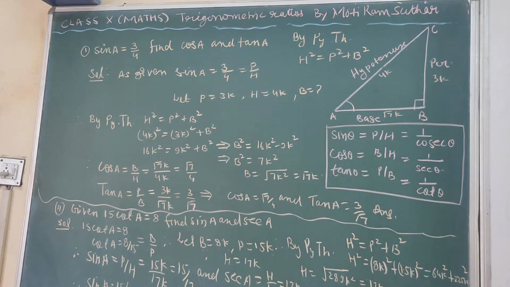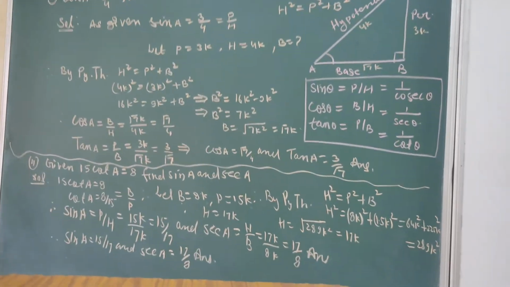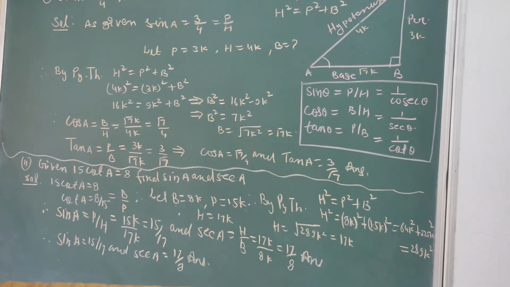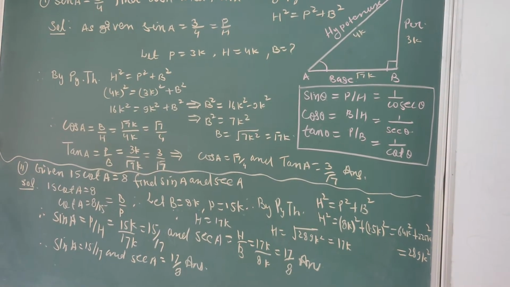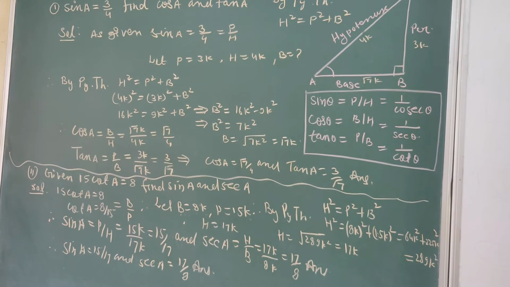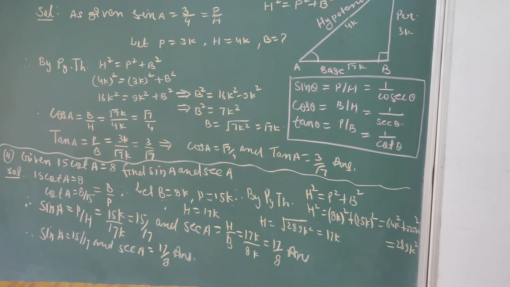Right? So we get, after calculation, sin A is 15 by 17 and sec A is 17 by 8. Clear?